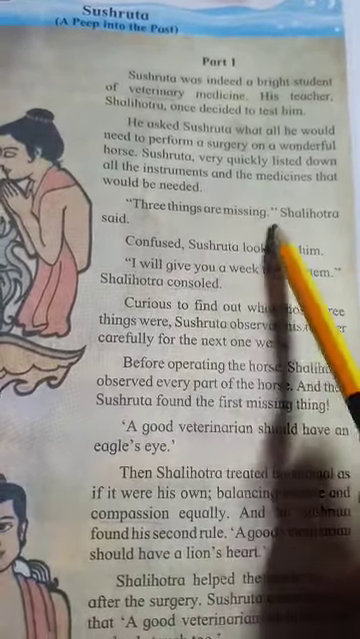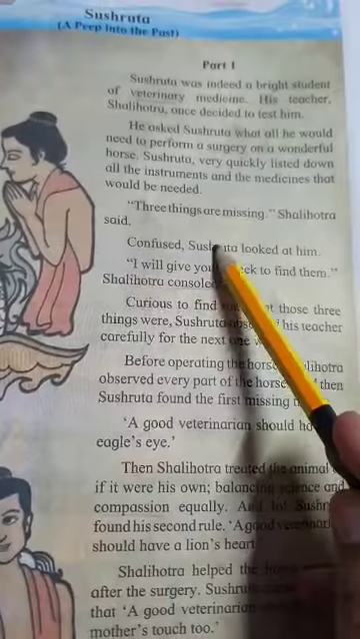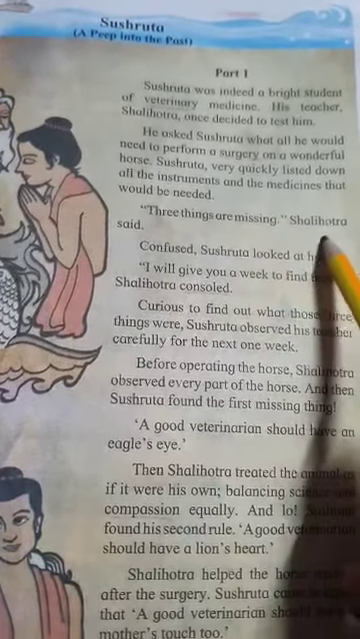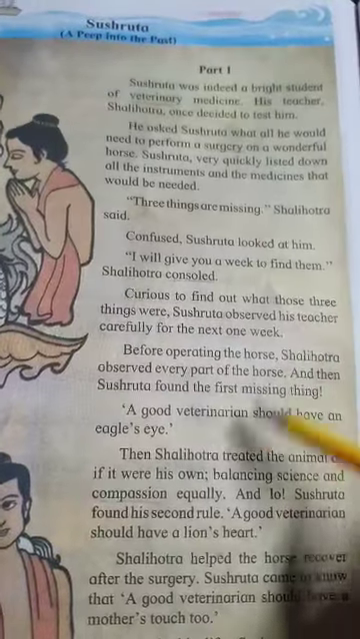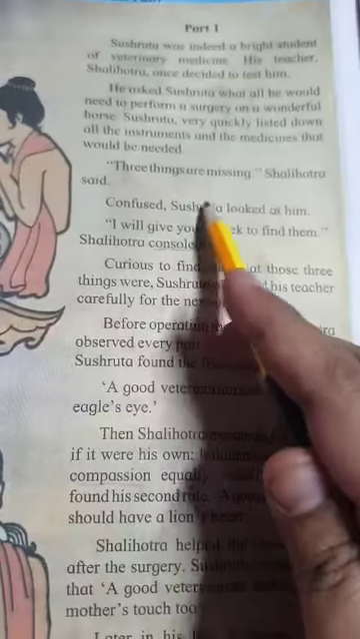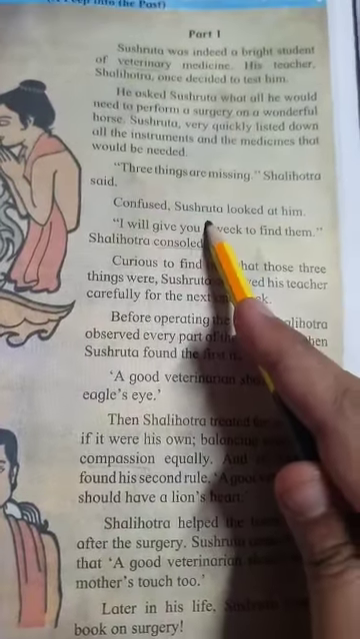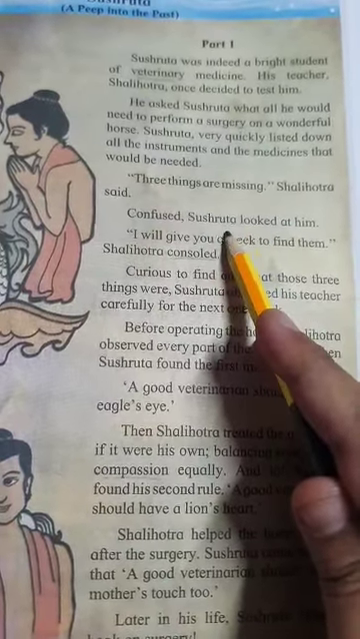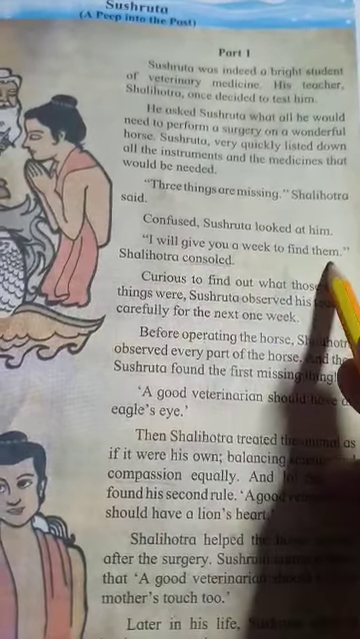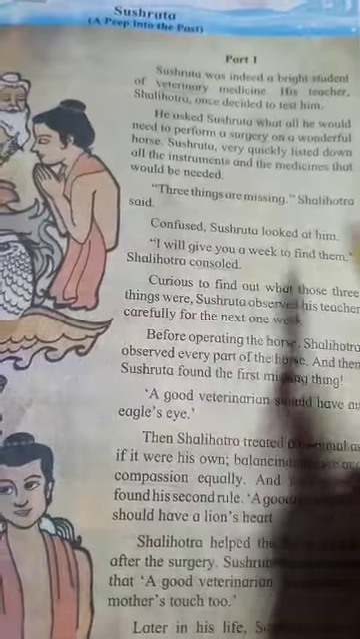Three things are missing, Shalihotra said. After seeing that list, the teacher said that in this list three things are missing. Confused, Sushruta looked at him. The student was confused and looking at the teacher. I will give you a week to find them, Shalihotra consoled.